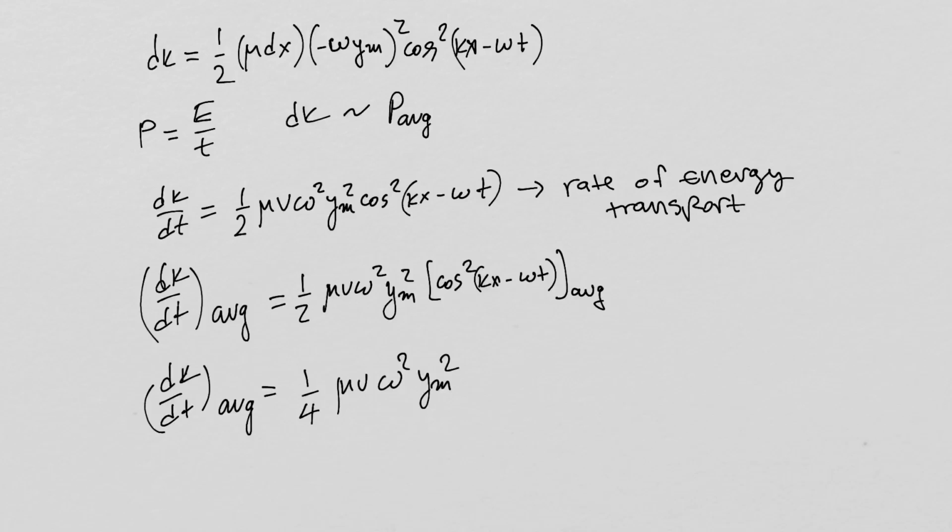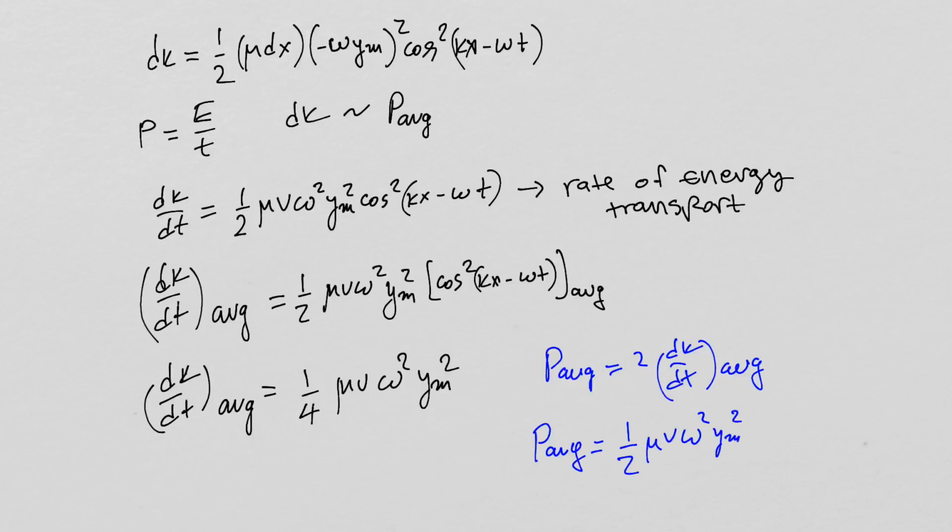Finally, averaging over both potential and kinetic energies that are transferred through the medium, the final expression for the average power becomes P average is equal to twice dK dt average, or P average is equal to 1/2 mu v omega squared ym squared.